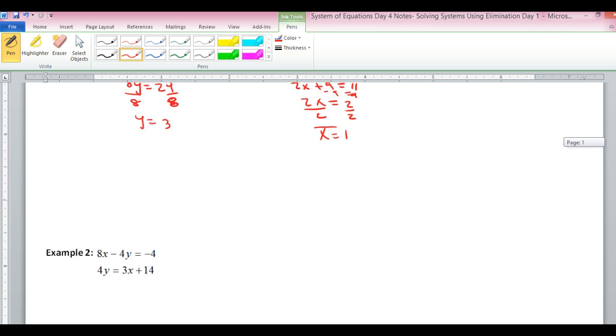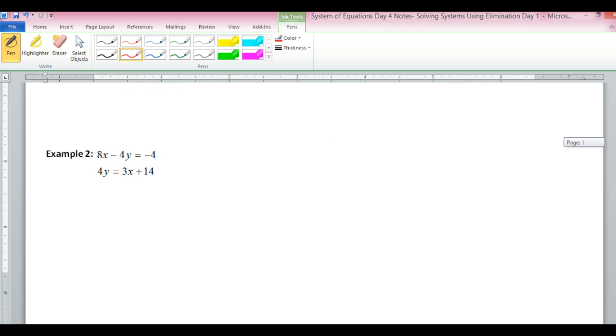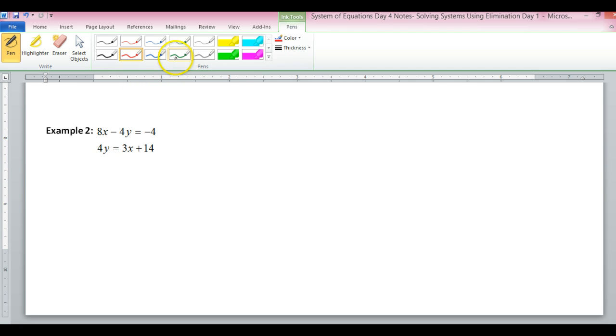Okay? Make sure you're taking good notes here. Now in the next example, if I look at both of my equations, are they both in standard form? No. The first equation happens to be in standard form, so I basically rewrite it.